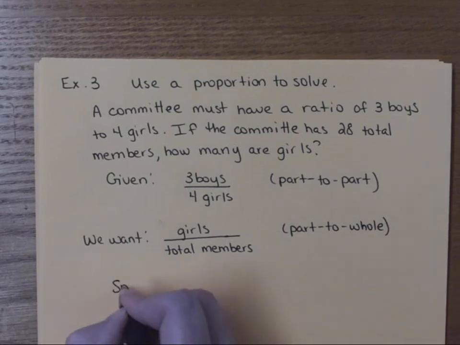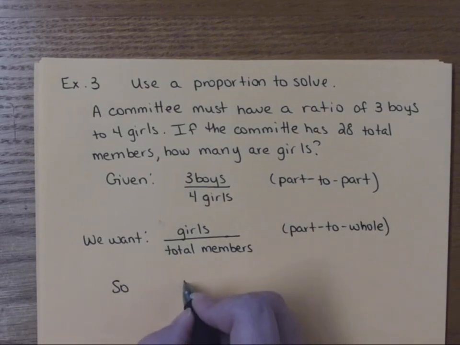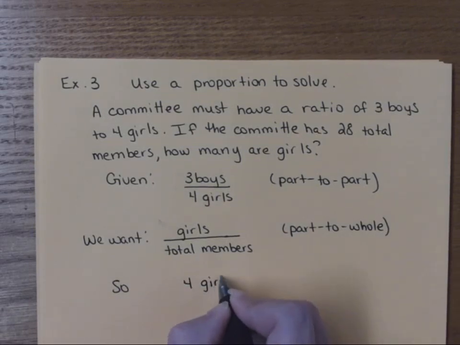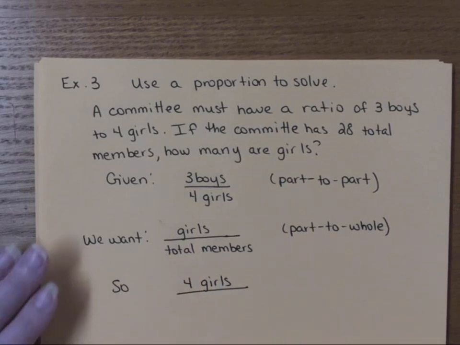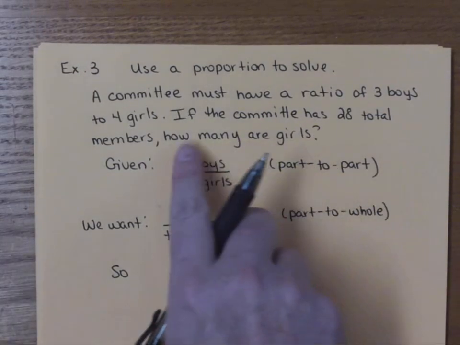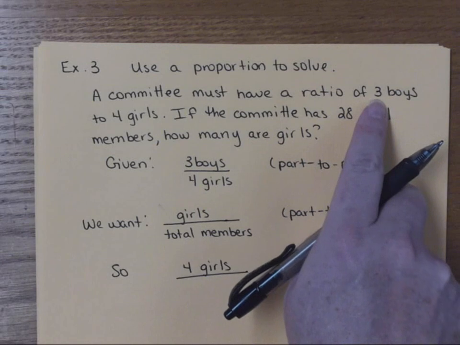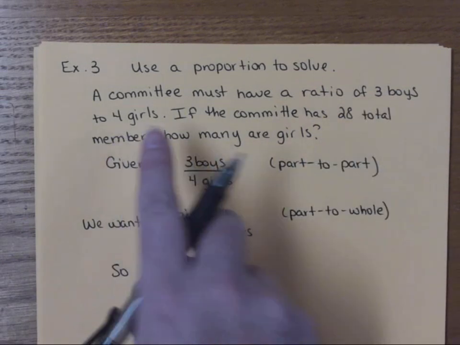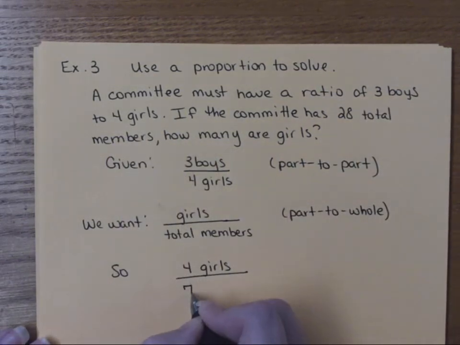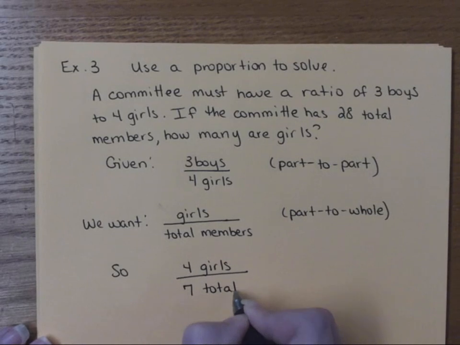All right, so let's see if we can do that. Let's see if we can set up how many girls there are to total members. So there are 4 girls, right? And then you just need to think about how many total members there are per group. 3 boys for every 4 girls, which means there's 7 total.